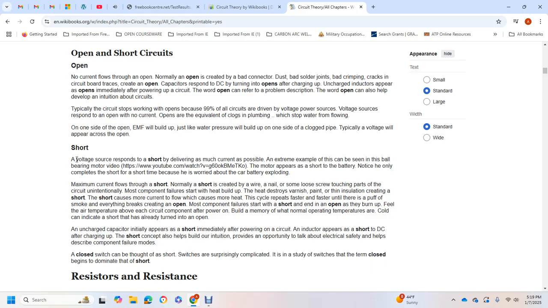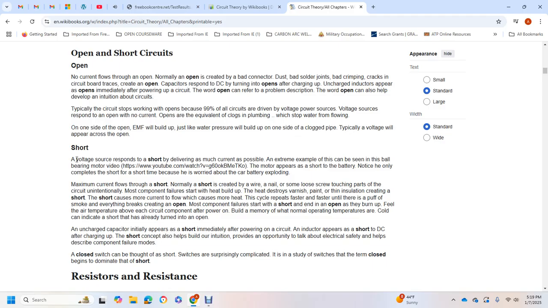Normally a short is created by a wire, nail, or some loose screw touching parts of the circuit unintentionally. Most component failures start when heat builds up. Heat destroys the varnish and paint insulating, creating a short. The short causes more of the current to overflow, which causes more heat. The cycle repeats faster and faster until the puff of smoke. Everything breaks, creating an open. Most component failures start with a short and end in an open as they burn up.